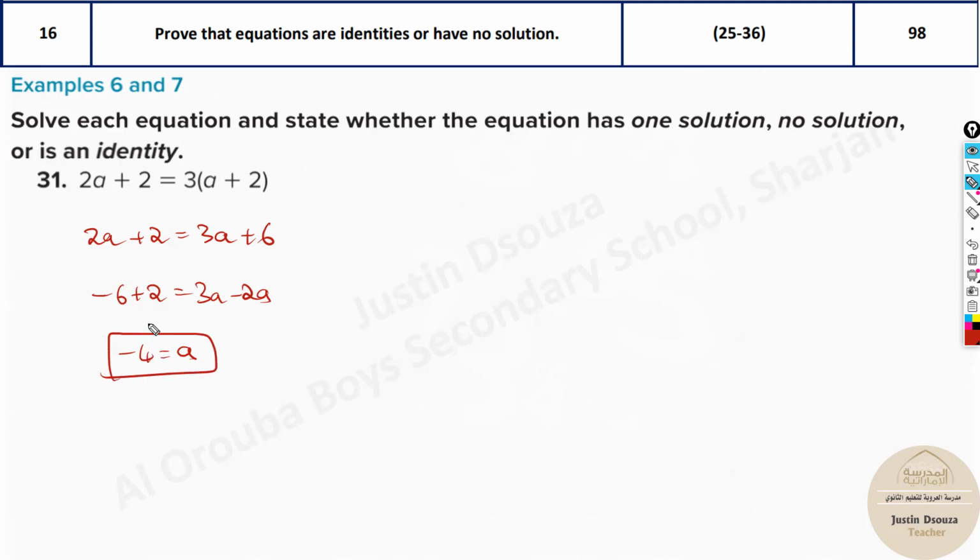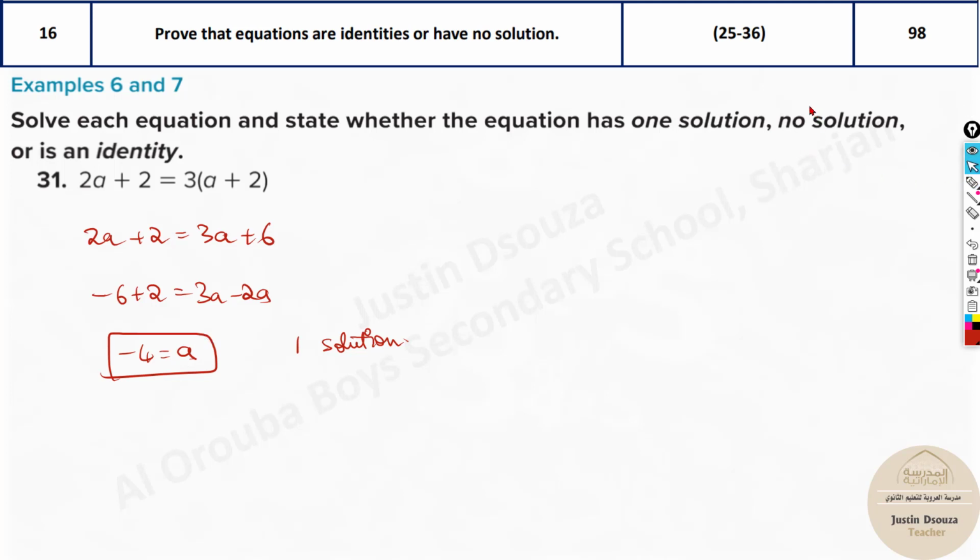The answer is there. The a value is only one specific answer. It's not identity. It's not no solutions. There is one exact solution. Only one solution. Why? Because we found out a is equal to minus 4. Now, if you try this in calculator as well, you'll get this answer.